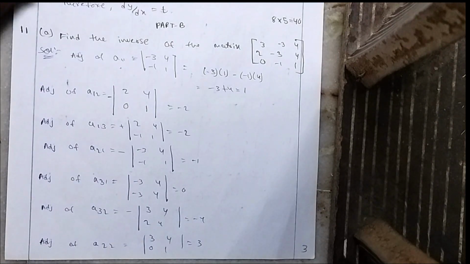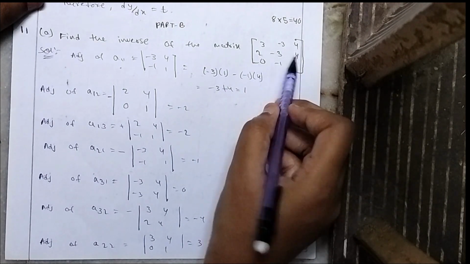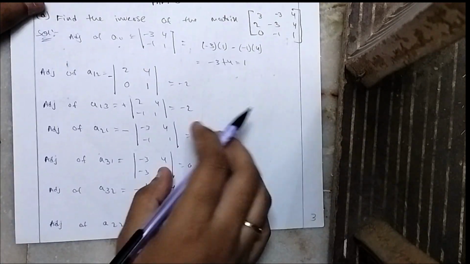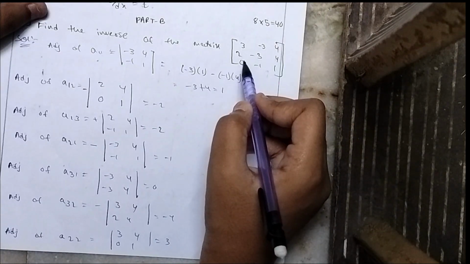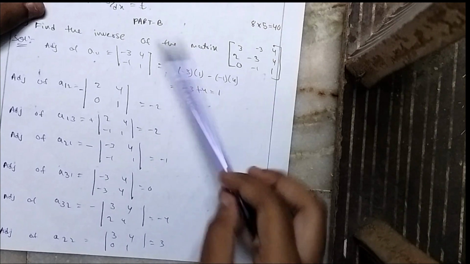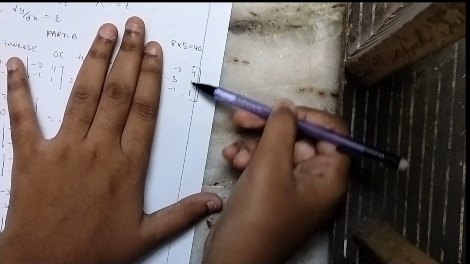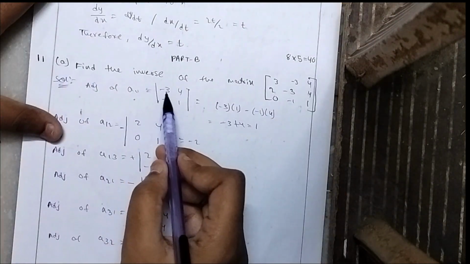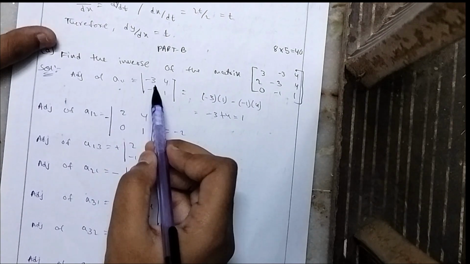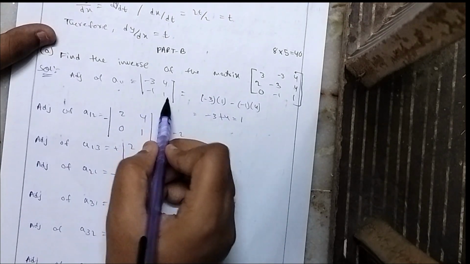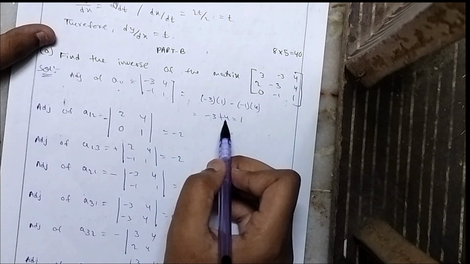Next, part B. Find the inverse of the matrix 3, minus 3, 4, 2, minus 3, 4, 0, minus 1, 1. So, first by taking the adjoint of A11, that means first row, first column, that means closing this side. Minus 3, 4, minus 1, 1. So to solve this matrix, minus 3 into 1 minus of minus 1 into 4, that equals minus 3 plus 4, that equals 1.